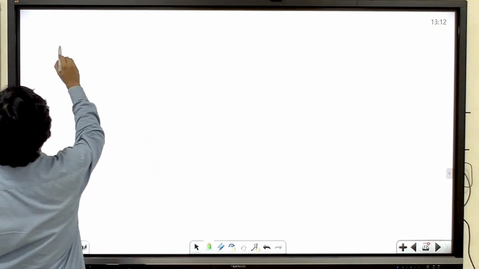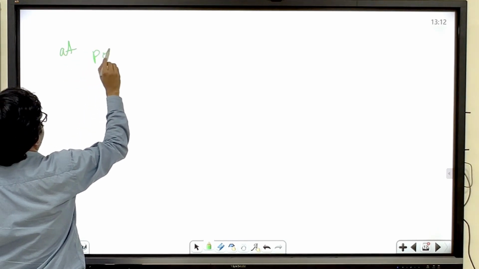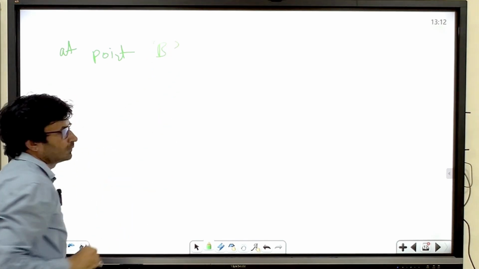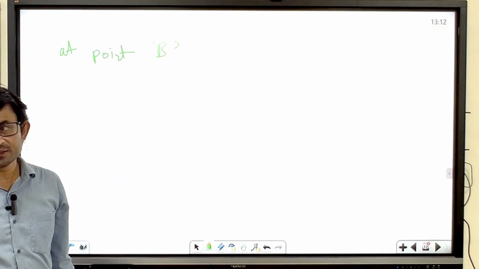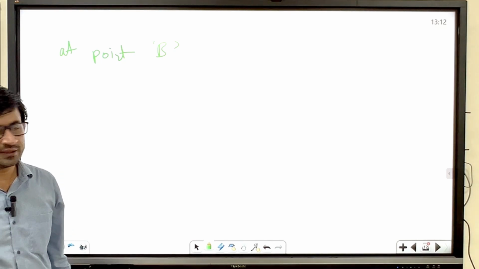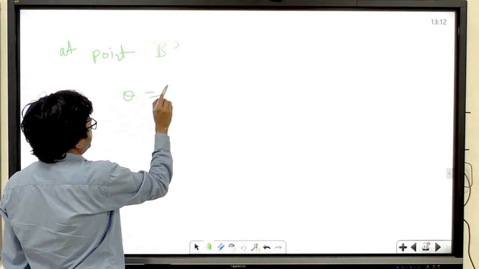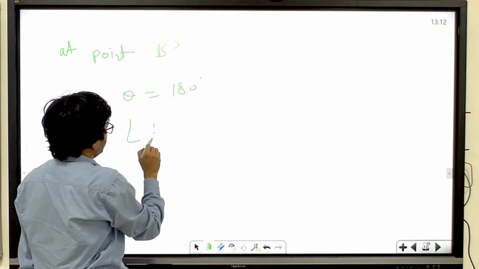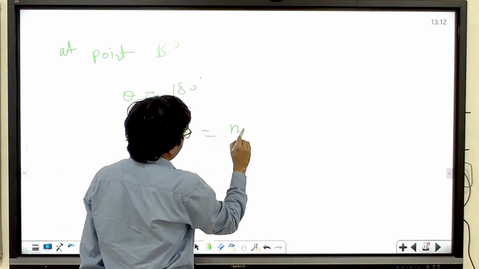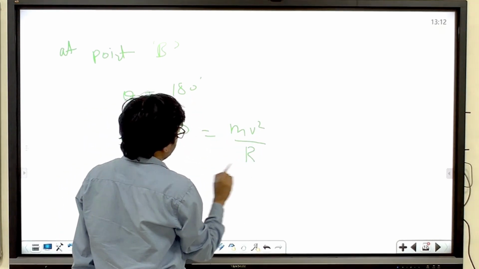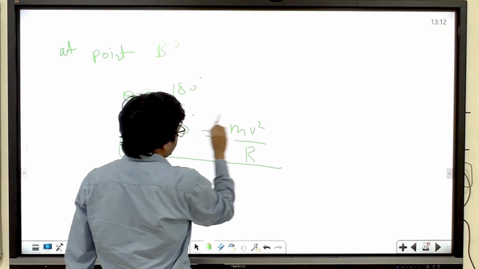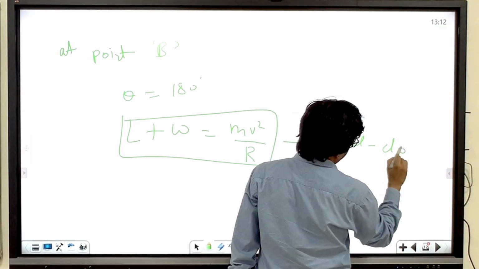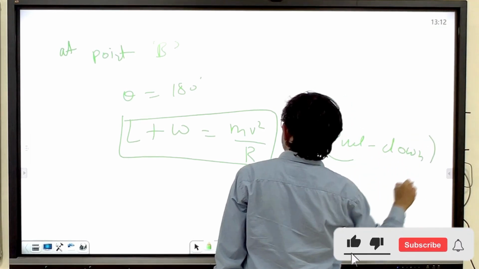At point B, what will be the theta? 180 degree. So theta is 180 degree. Cos 180 degree is how much? Minus 1. So L plus W will be mv square by r. This is what case? Pull down case.